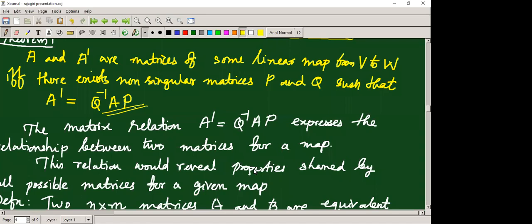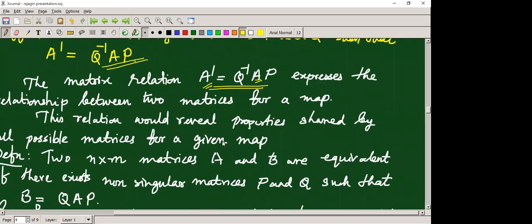So if A and A dash are two matrices corresponding to the same linear transformation, then they are related in this way. Okay. So this relation would reveal properties shared by all possible matrices for a given map. Suppose you take another pair of matrices, some B1 and B1 dash, and suppose they are also matrices corresponding to the same linear transformation, then there is a relation like this. So this leads to the following definition.